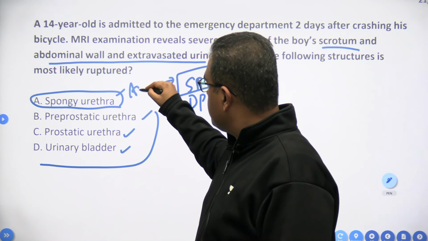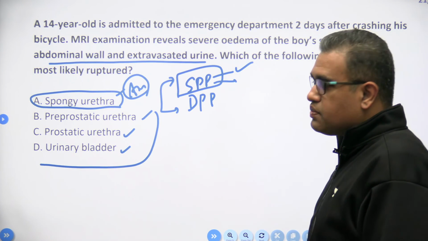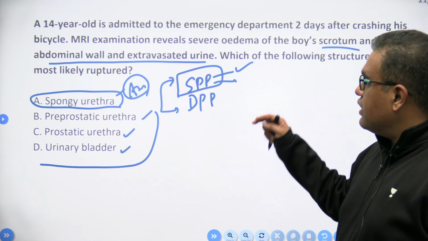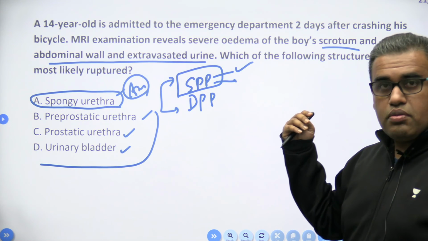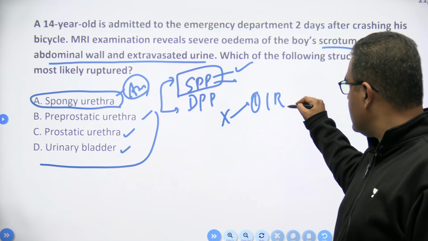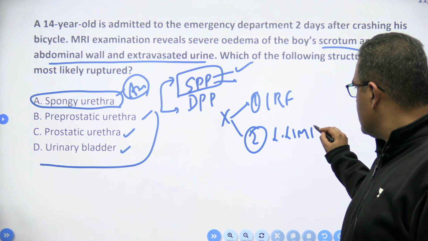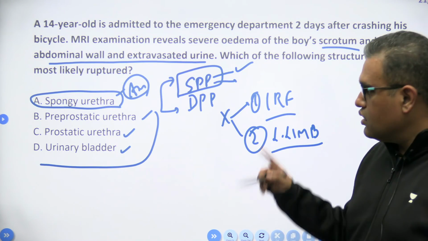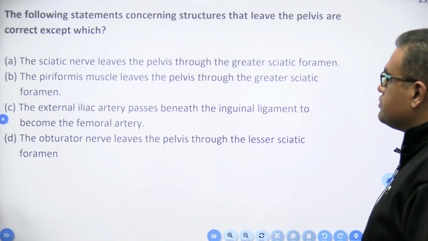Answer is this only. And please do remember, when there is an injury to this part of the urethra, then bleeding can go to the scrotum, can go to the abdominal wall, but it won't go to two places. Just remember those two places. It won't go to the ischiorectal fossa, and also it won't go to the lower limb. These two places it won't go, though they are very nearby. So remember, the answer over here would be the spongy urethra. That is where it occurred.